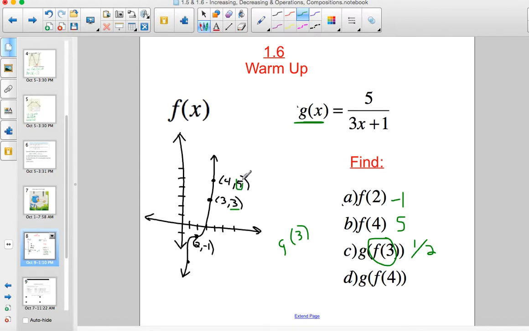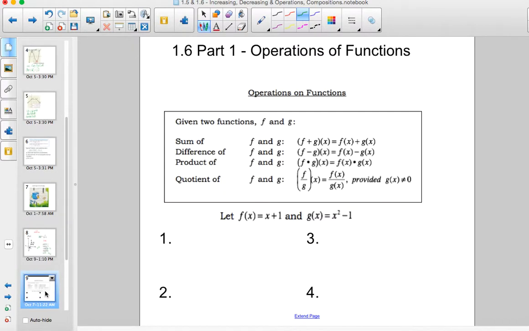Well, f of 4 was 5. So again, it's just asking me for g of 5. And this is kind of composites that we did last year. Plugging in 5, I get 5 over 3 times 5, which is 15, plus 1 is 16. So I get 5/16. Right. So again, composites, a little bit more operations. We'll do some more composites next class. Right. So operations of functions is 1.6 part 1. Actually, part 2 is compositions.